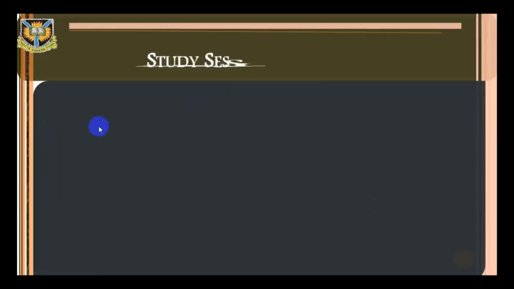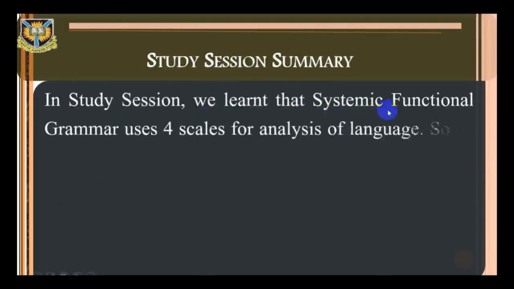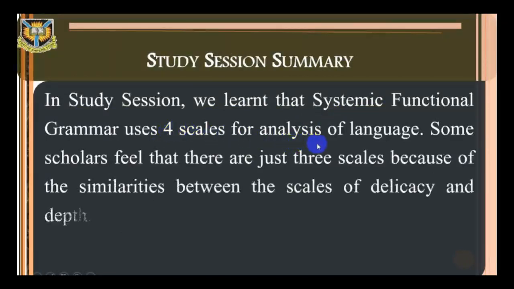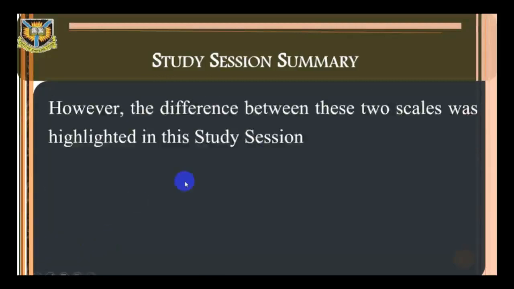Study session summary. In this study session, we learned that systemic functional grammar uses 4 scales for analysis of language. Some scholars feel that there are just 3 scales because of the similarities between the scales of delicacy and depth. However, the difference between these 2 scales was highlighted in this study session. That was study session 4, titled Scales.